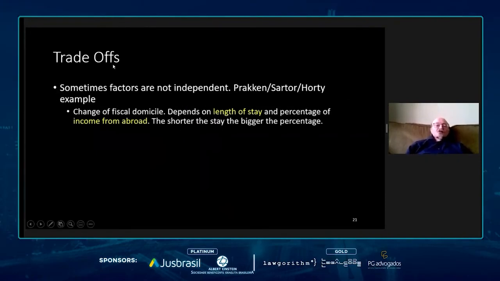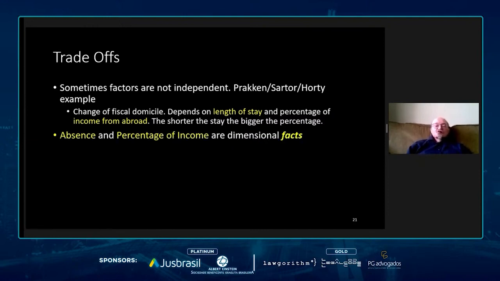I also want to say something about trade-off. Sometimes factors are not independent. Look at the example from Capon and Sartor used by John Halsey. This concerns the same as fiscal domicile. It depends on the length of stay and the percentage of income from abroad. The shorter the stay, the bigger the percentage needed.